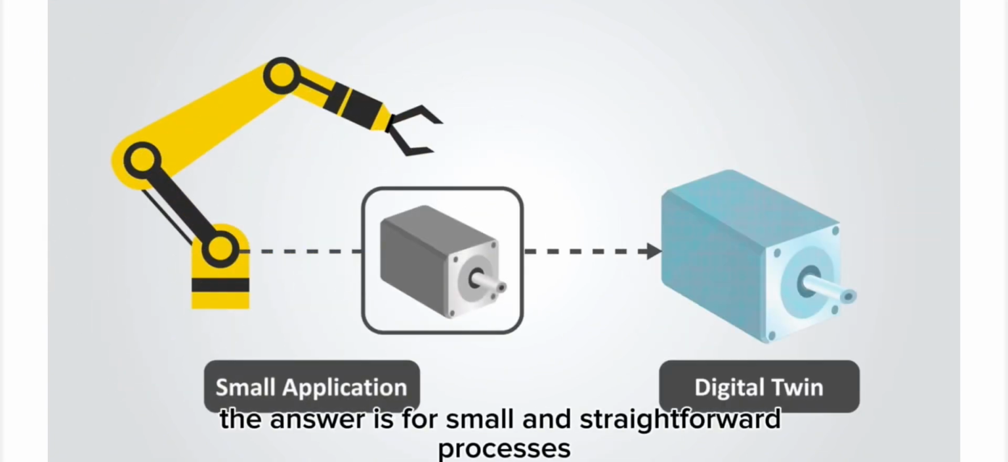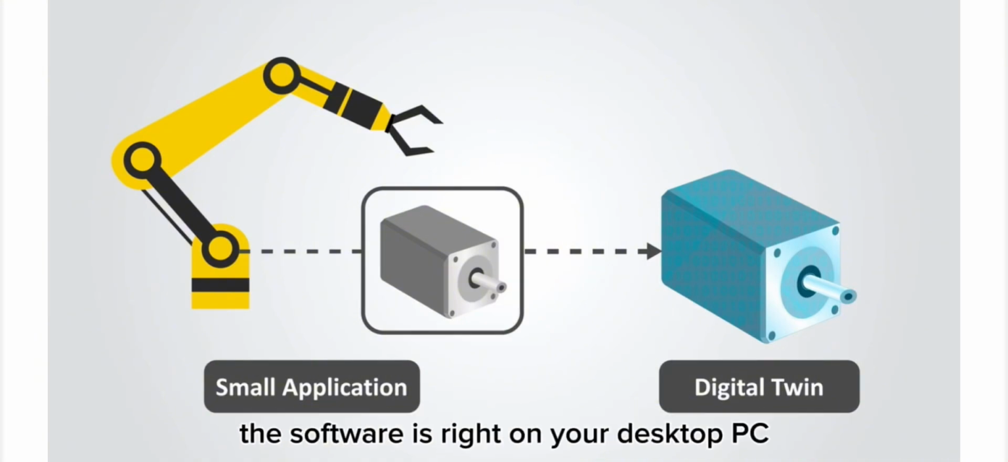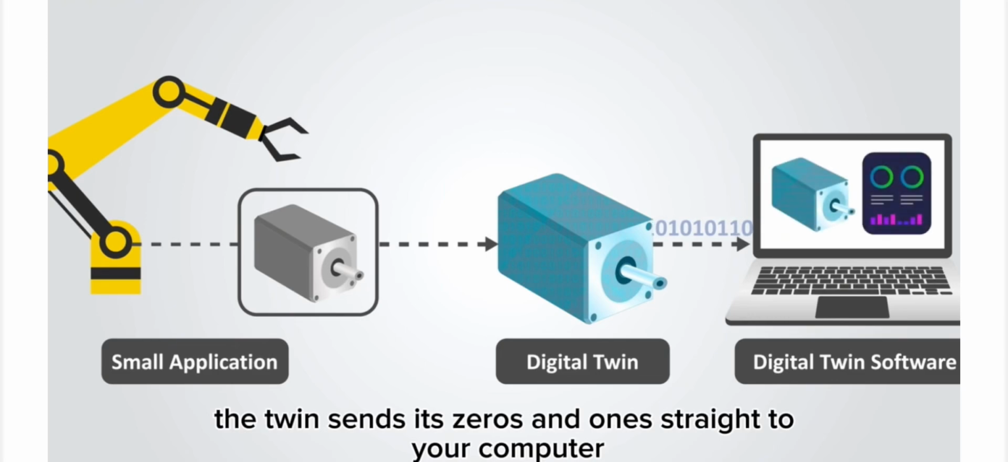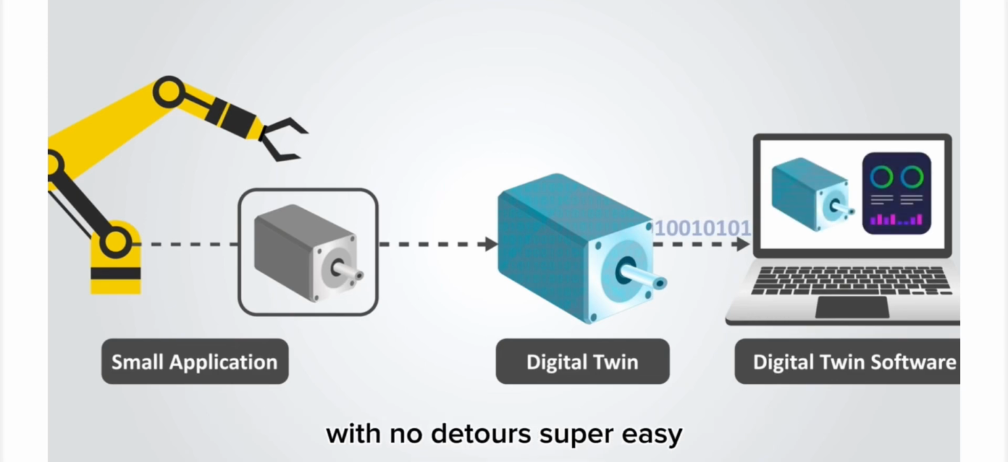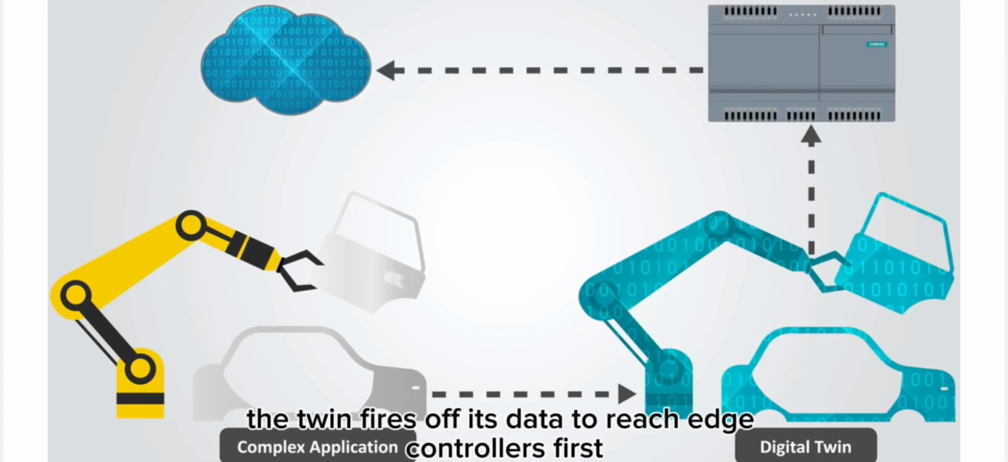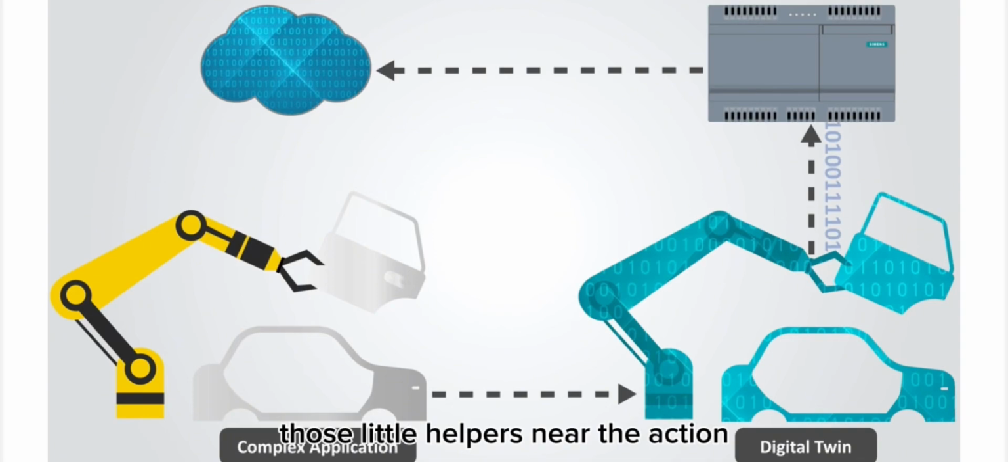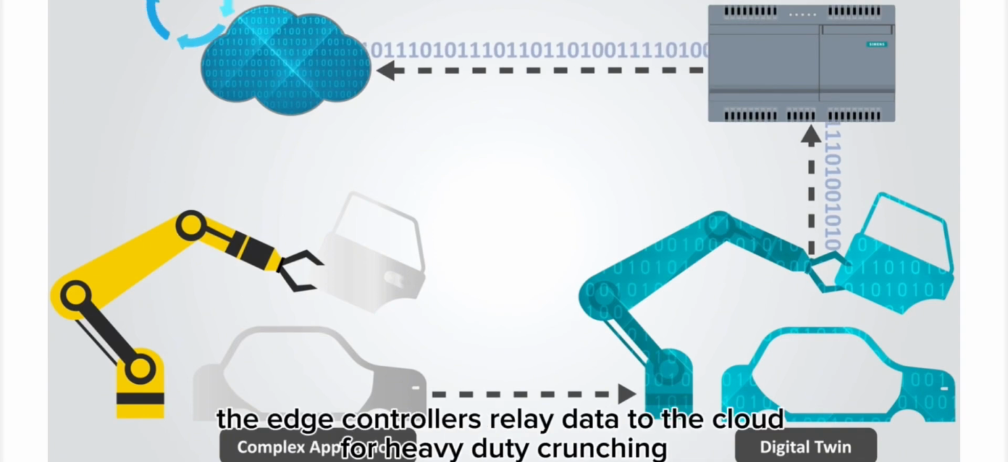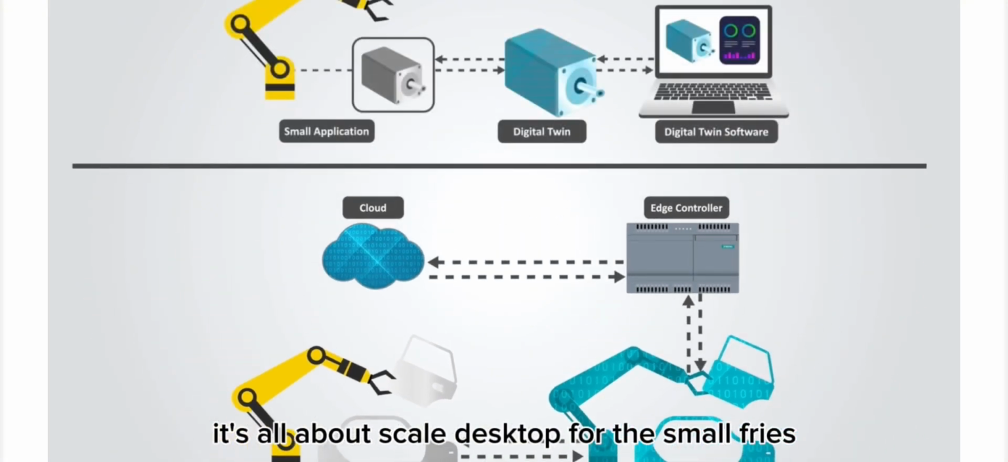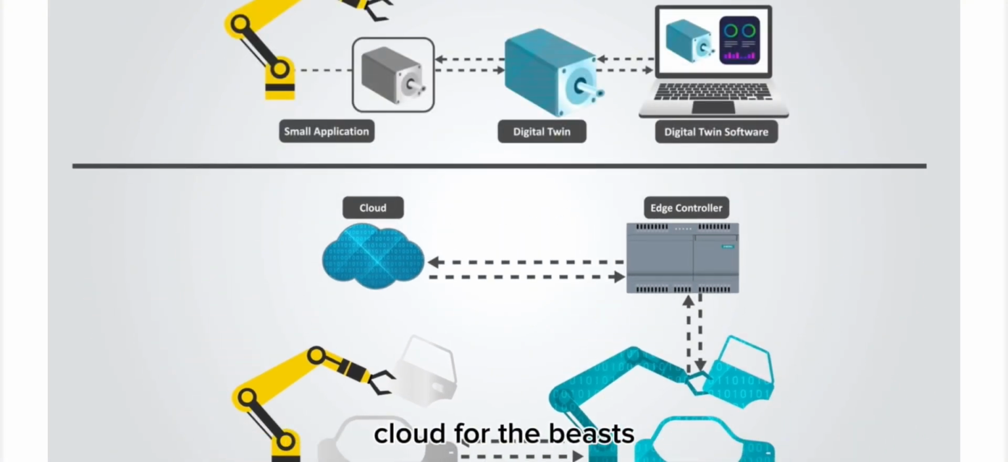Do you know where the digital twin software hangs out? The answer is, for small and straightforward processes, the software is right on your desktop PC. The twin sends its zeros and ones straight to your computer with no detours, super easy. But for the big and complex stuff, like a whole factory setup, the software jumps to the cloud. Here's the deal. The twin fires off its data to edge controllers first, those little helpers near the action, and then the edge controllers relay data to the cloud for heavy duty crunching. It's all about the scale: desktop for the small fries, cloud for the beast.